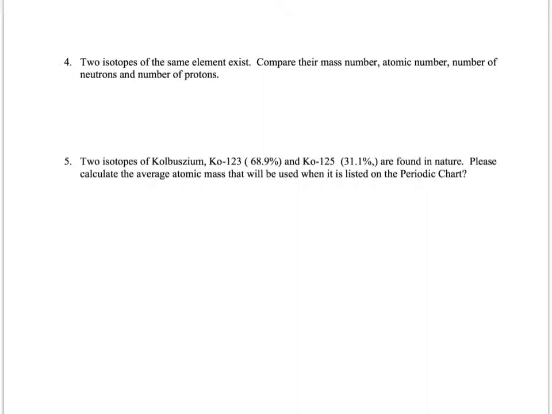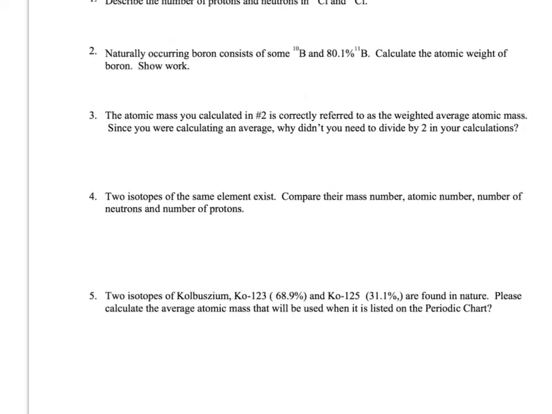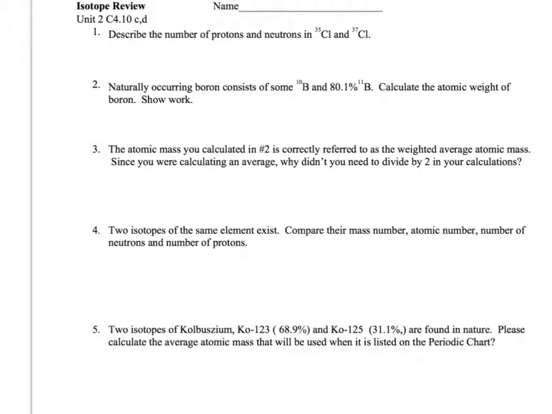Okay, let's look at number 2 as a review of how to come up with the atomic weight. So I see in number 2 there are 2 naturally occurring isotopes of boron. One of them is boron 10 and one is boron 11. And 80.1% of all naturally occurring boron is boron 11. So the rest is boron 10.